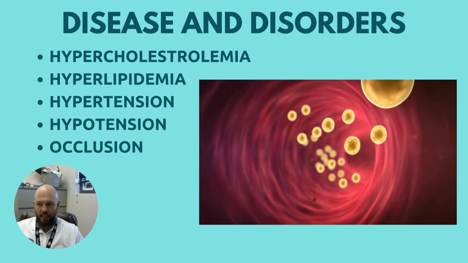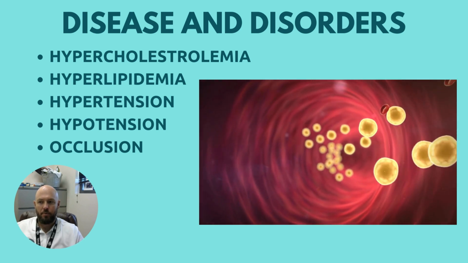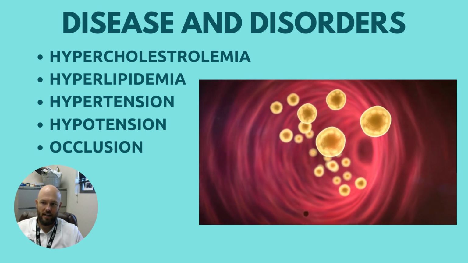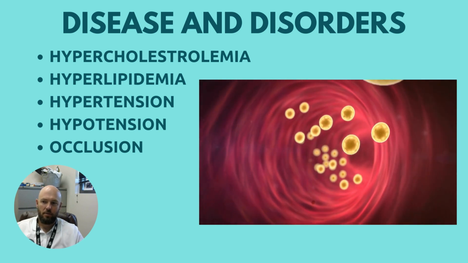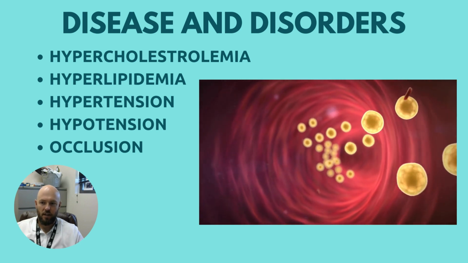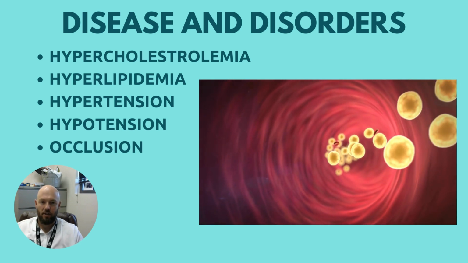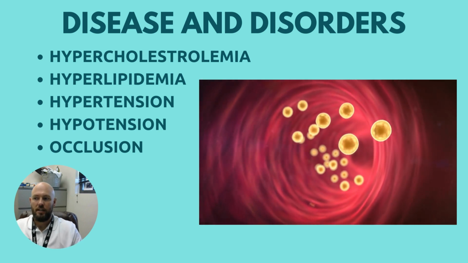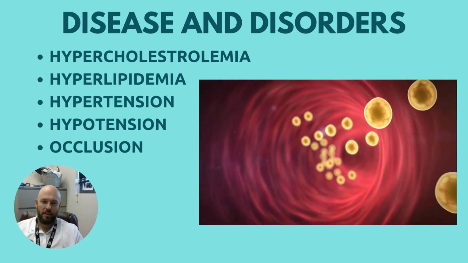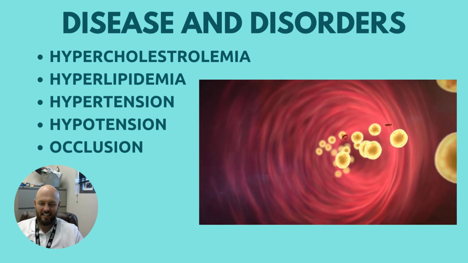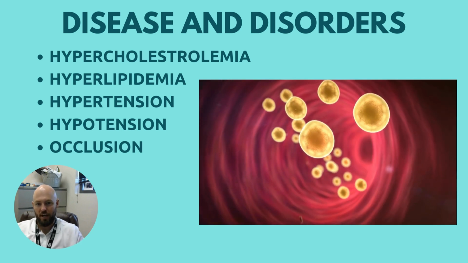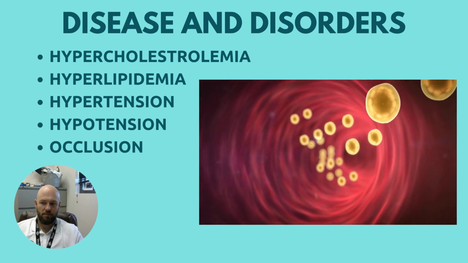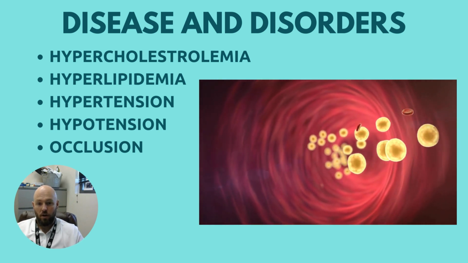Hypertension is increased blood pressure. So typical blood pressure is 120 systolic over 80 diastolic. Once you get up to about 130 for systolic and 90 for diastolic, we can call it hypertension or higher. Hypotension is a low blood pressure. Typically around 90 systolic and 60 diastolic, we'll call it low blood pressure or hypotension. An occlusion is a closing or a blockage of a blood vessel or a hollow organ.